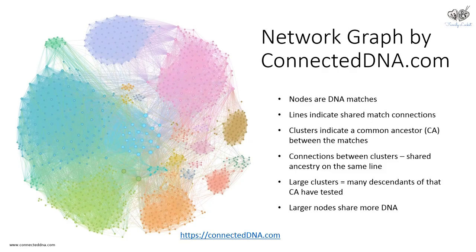Now we'll analyze a network graph created by ConnectedDNA.com. The nodes are DNA matches, and the lines indicate shared match connections between those two matches. Typically, the clusters indicate a common ancestor between all the matches. There are connections between the clusters, meaning there's probably a common ancestor on that same line of the family. When you have a very large cluster, that means that many descendants of that common ancestor have tested. In this particular graph, the larger nodes mean that they are DNA matches who share more DNA with me.